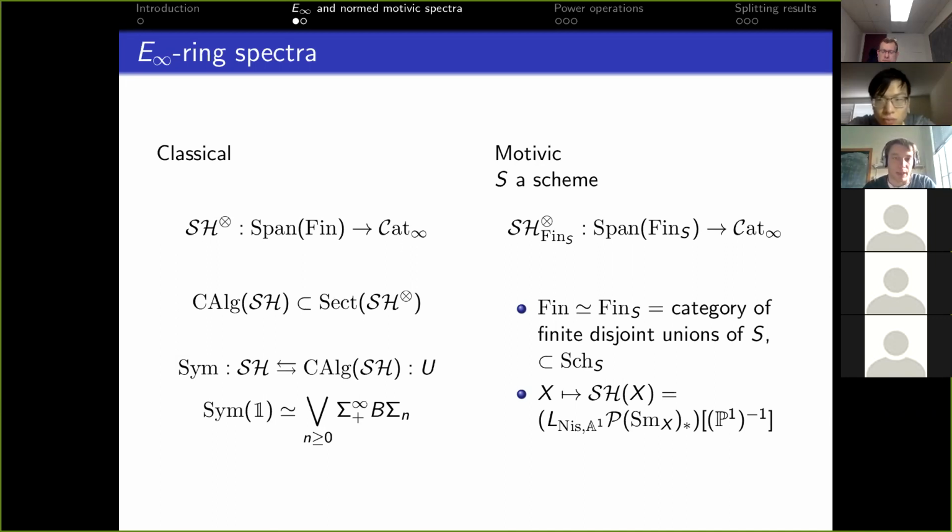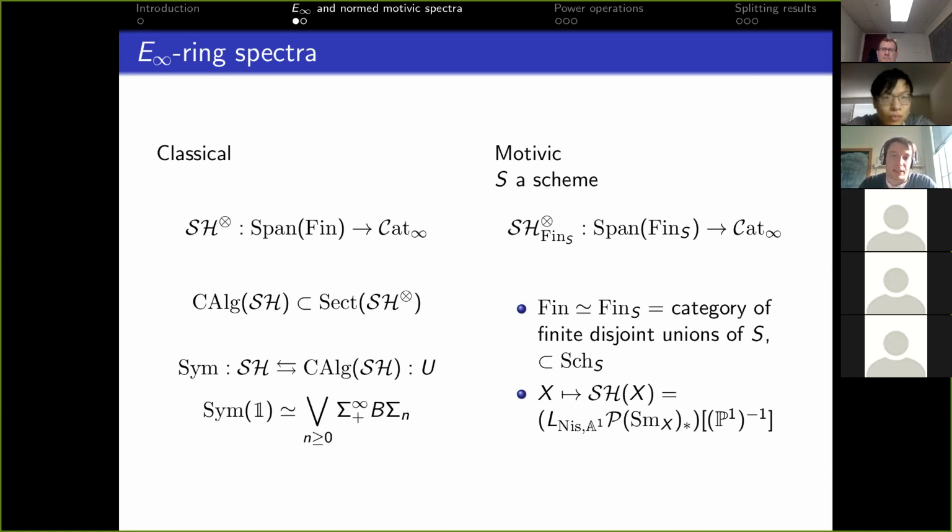Then we're going to build a functor, which is called SH upper tensor lower fin S. And it goes from the category of spans in a category which I call fin S to infinity categories. So it's looking a lot similar. And the category fin S is going to be the category of finite disjoint unions of copies of S. And we view this as a full subcategory of the category of all S-schemes. And of course, this is slightly silly because this category is equivalent to the category of finite sets again. But I hope it will make sense soon.